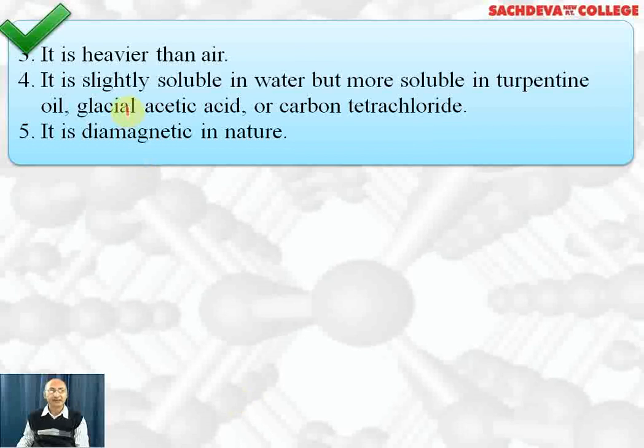It's heavier than air because its molecular weight is 48. It's slightly soluble in water, but more soluble in organic solvents like turpentine oil, glacial acetic acid, or carbon tetrachloride. Oxygen is paramagnetic in nature, whereas ozone is diamagnetic in nature because it does not have unpaired electrons.